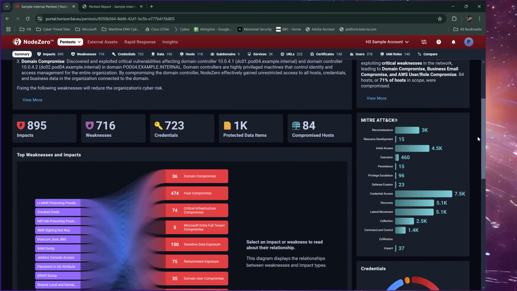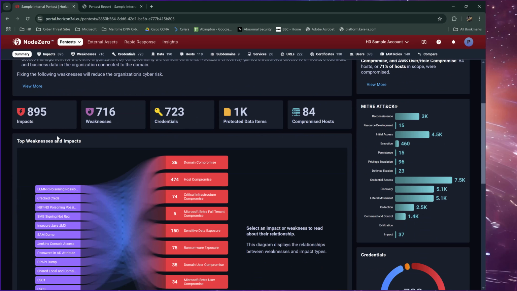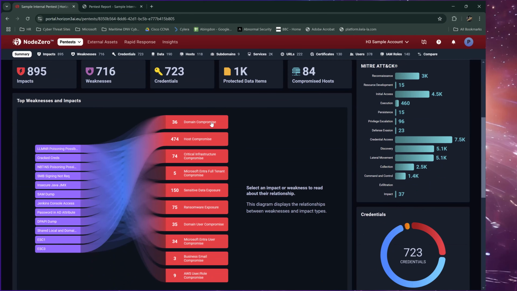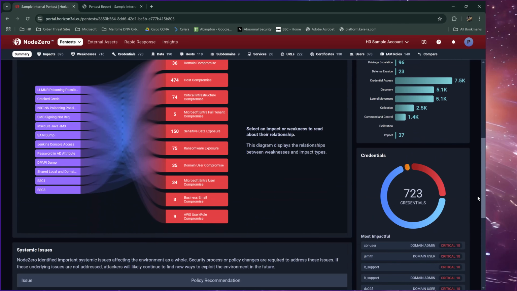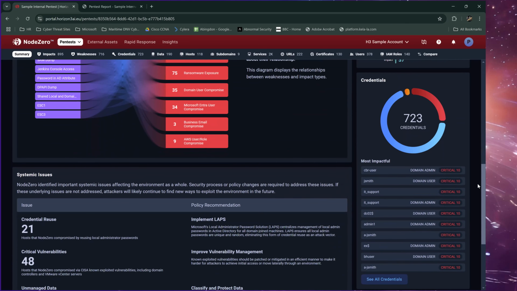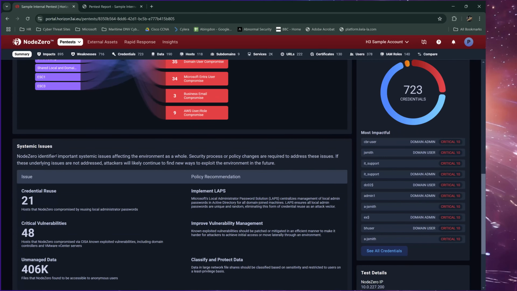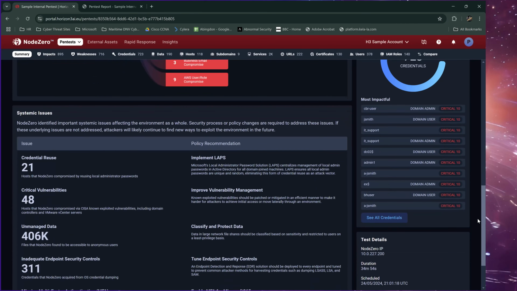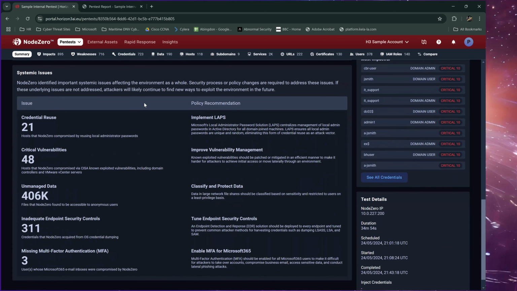This basically shows you the number of impacts that we were able to expose, and an impact is effectively an achievement. So in this particular example, we can see domain compromise, host compromise. We were able to get to critical infrastructure. We were able to expose sensitive data, etc. So we would go through all of this information with you. We would talk about the credentials that we were able to find within your network. We would give you reporting on the systemic issues within your organization. In this particular example, what we recommend.